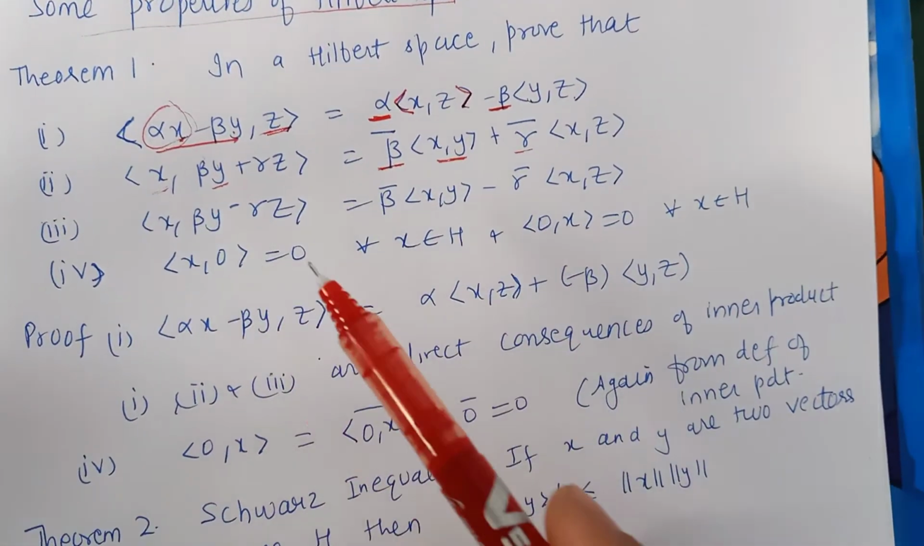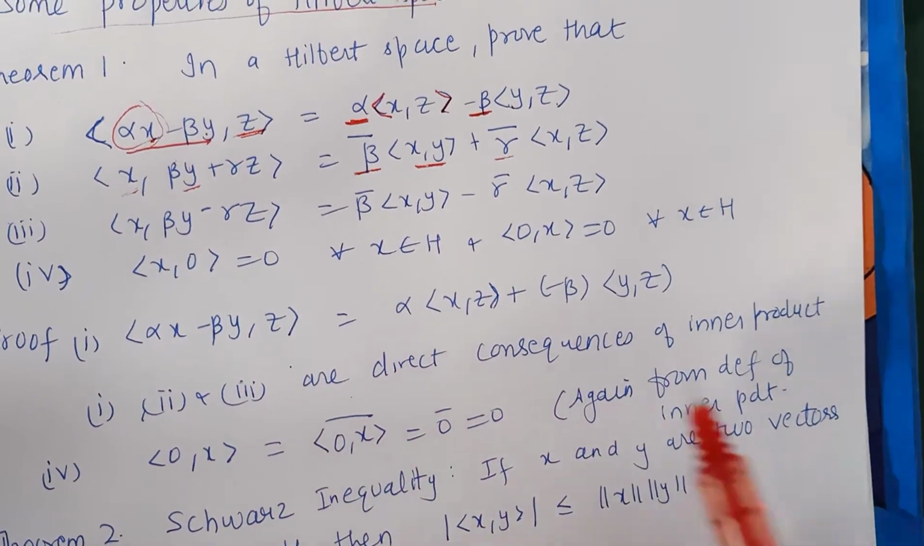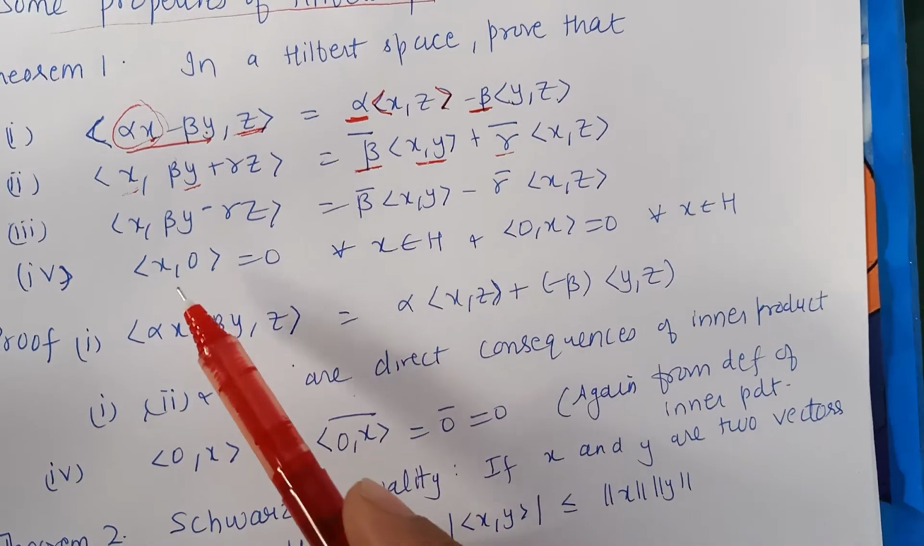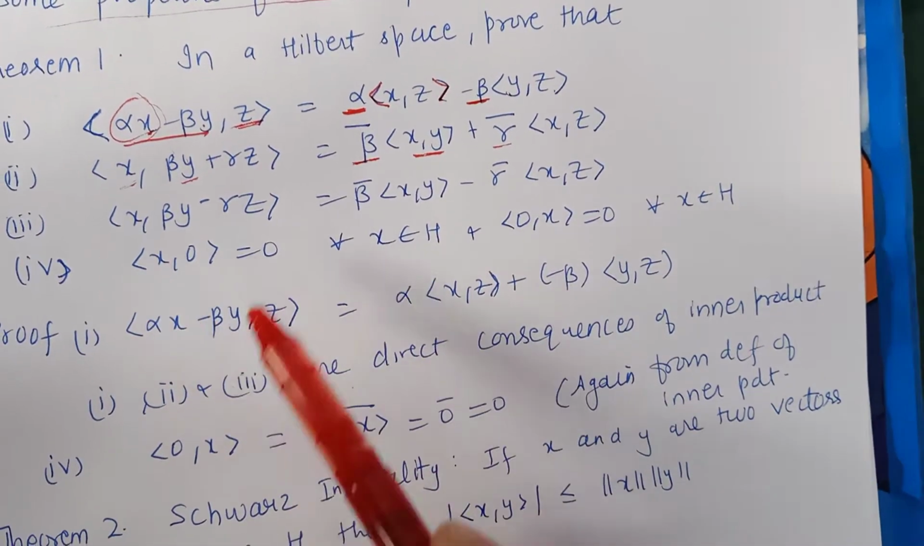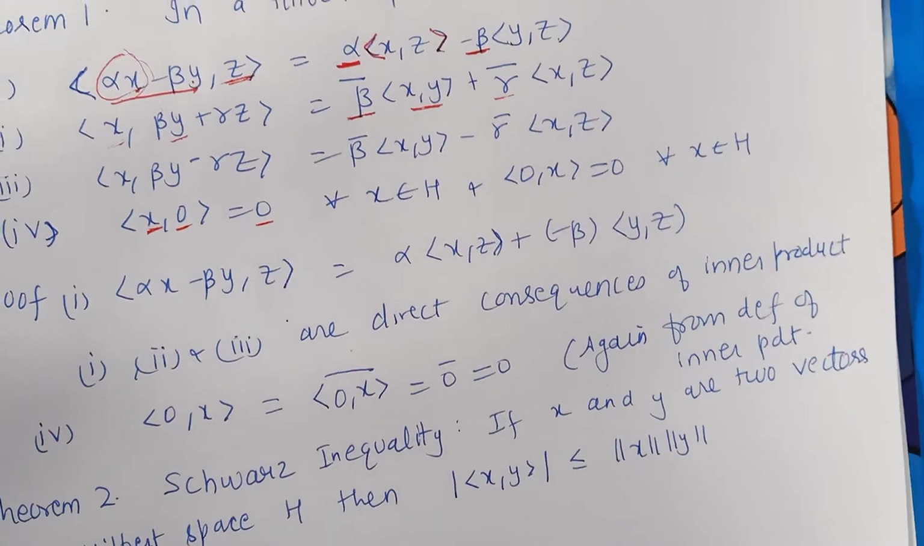And the fourth property is again a consequence of the definition of inner product space, which says that the inner product of a non-zero number with 0 will always come out to be 0.